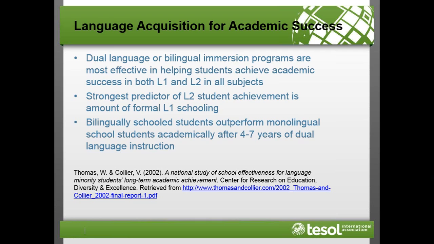And the strongest predictor of their achievement in the second language is how much formal first language schooling and how much quality schooling they've had in the first language. And we know that bilingually schooled kids outperform monolingually schooled students after 4 to 7 years of dual language instruction. So you don't see the effects right away, but over time, you have to have patience, and you have to stick with your quality programming. So we really know that dual language programs are generally the way to go when they're implemented using the best resources, the most effective research, and the best trained staff.